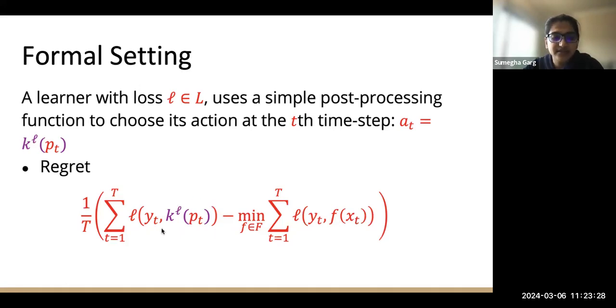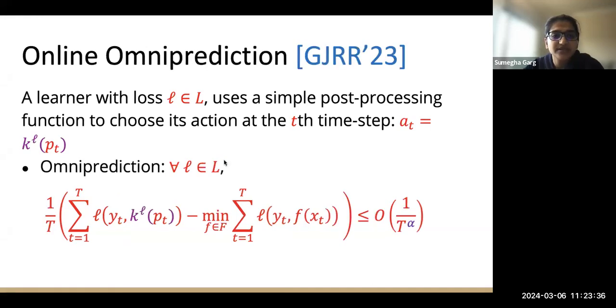This is exactly the regret notion that we have studied till now, just with the actions replaced by this post-processing on predictions p_t. And then what do we want? This is the online omni prediction guarantee that we want: for all losses in this loss class capital L, we get a sublinear regret.